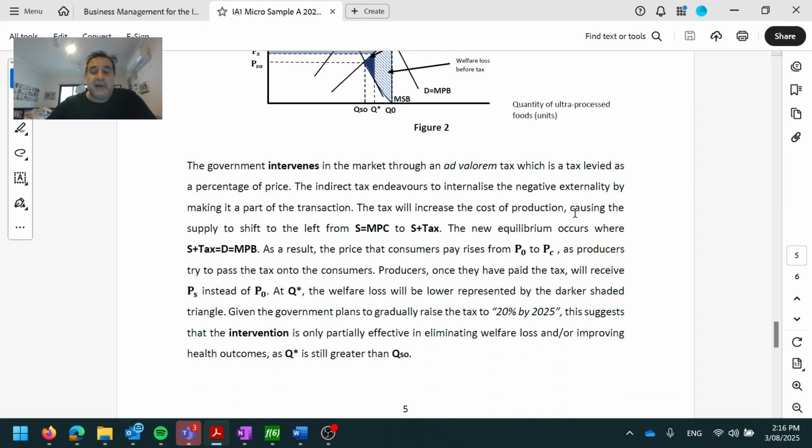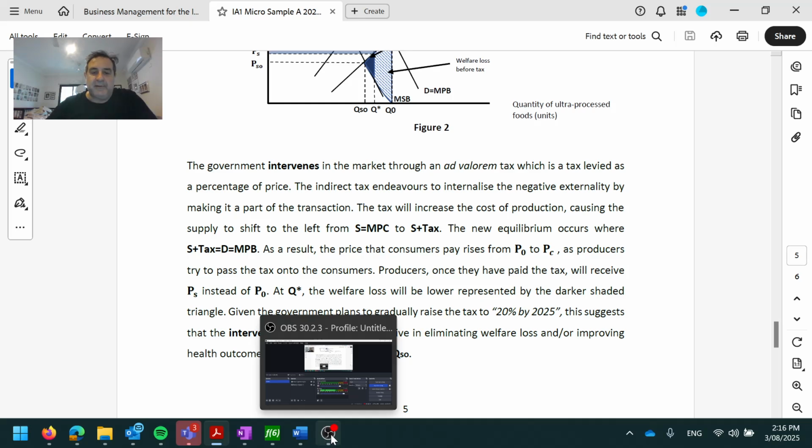Okay, I will take another pause here and get my thoughts together for the final page, which is a page on evaluation. So we'll have a break there for a couple of minutes.